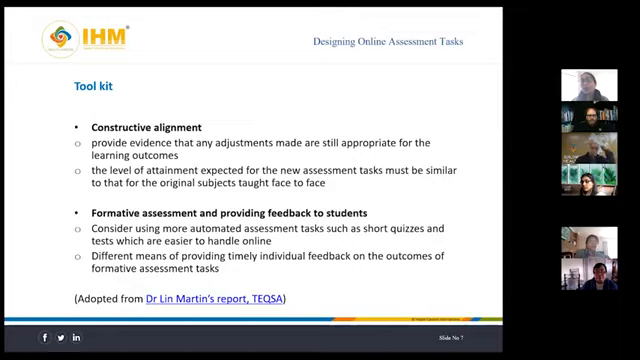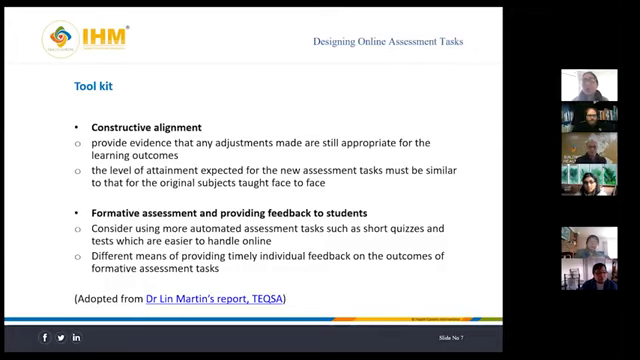So going back to what we want to achieve out of assessment task, am I looking at assessing students on recalling, am I assessing them on critical thinking skills? So the level of attainment has to correspond to the original subject we are teaching. So that's where we have to be extra cautious when we are designing these new assessment tasks. So that was about constructive alignment.